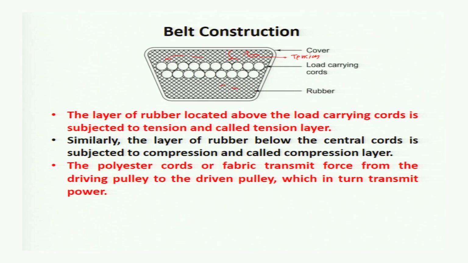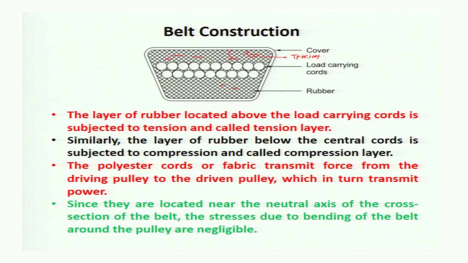The polyester cords or fabric transmit force from the driving pulley to the driven pulley, which in turn transmits power. When they move along the pulley, they will bend. But the central cord is in the central location along the neutral axis. So along the neutral axis, we know that bending stresses are 0. Since they are located near the neutral axis of the cross section of the belt, the stresses due to bending of the belt around the pulley are negligible.